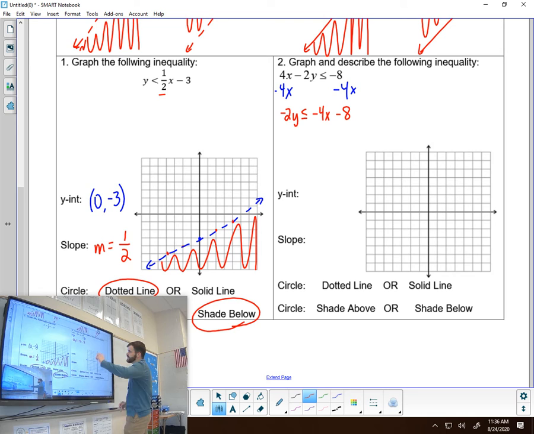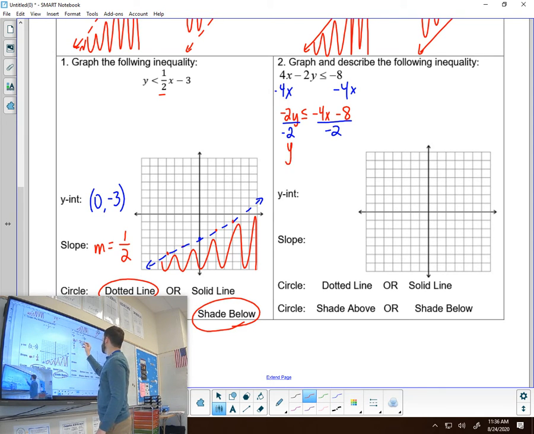Next, to get y by itself, I need to divide by that negative 2, which means I need to divide both sides, everything by negative 2. So we're going to have y, negative 4 divided by 2 is just 2, so we have 2x. Negative 8 divided by negative 2 is a positive 4.